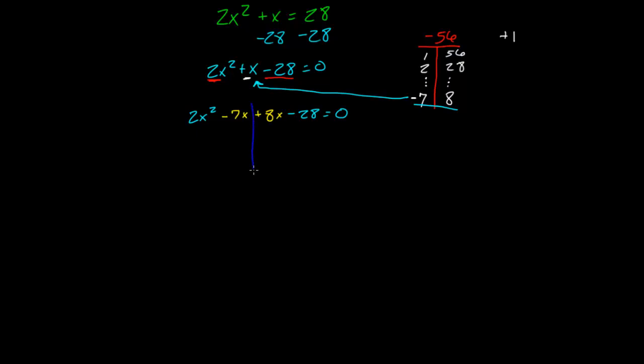Now that we have this, I want you to cut this in half. We're going to draw a line right down the middle. Now we're going to take each of these and we're going to factor out everything that we can factor out of both of them. So in this case, we have our 2x squared minus 7x. What can you take out of both?